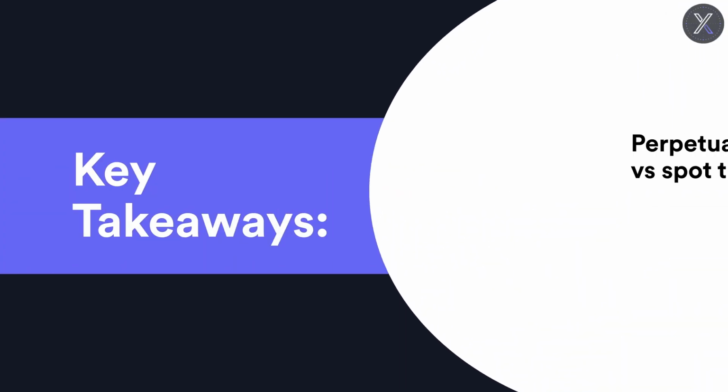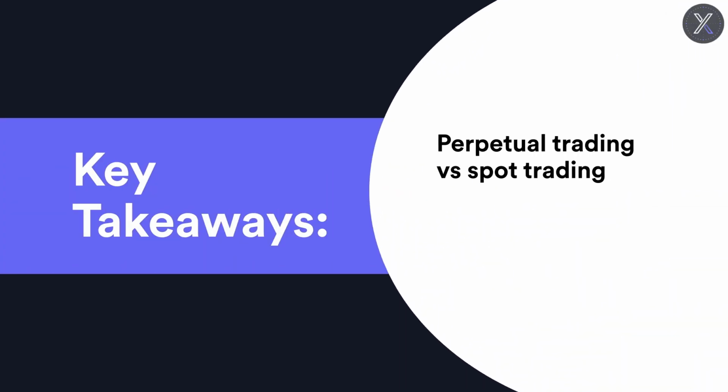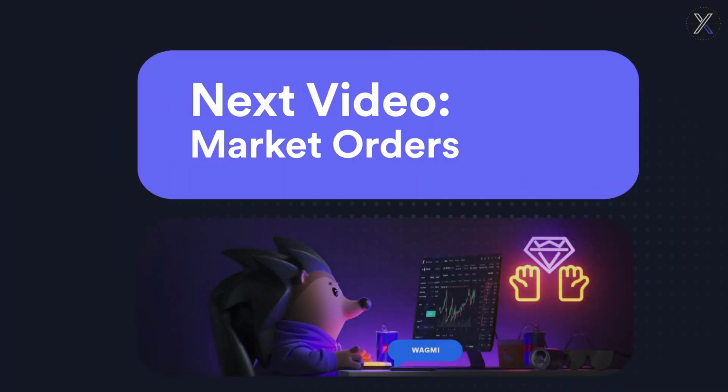In this video, we explained perpetual trading and its potential advantages over spot trading. We also covered how funding rates are used to keep the price of a perpetual contract closely correlated to the underlying asset. In our next video, we'll cover the fundamentals of market orders and demonstrate how they can be used to set up and close a leveraged position.